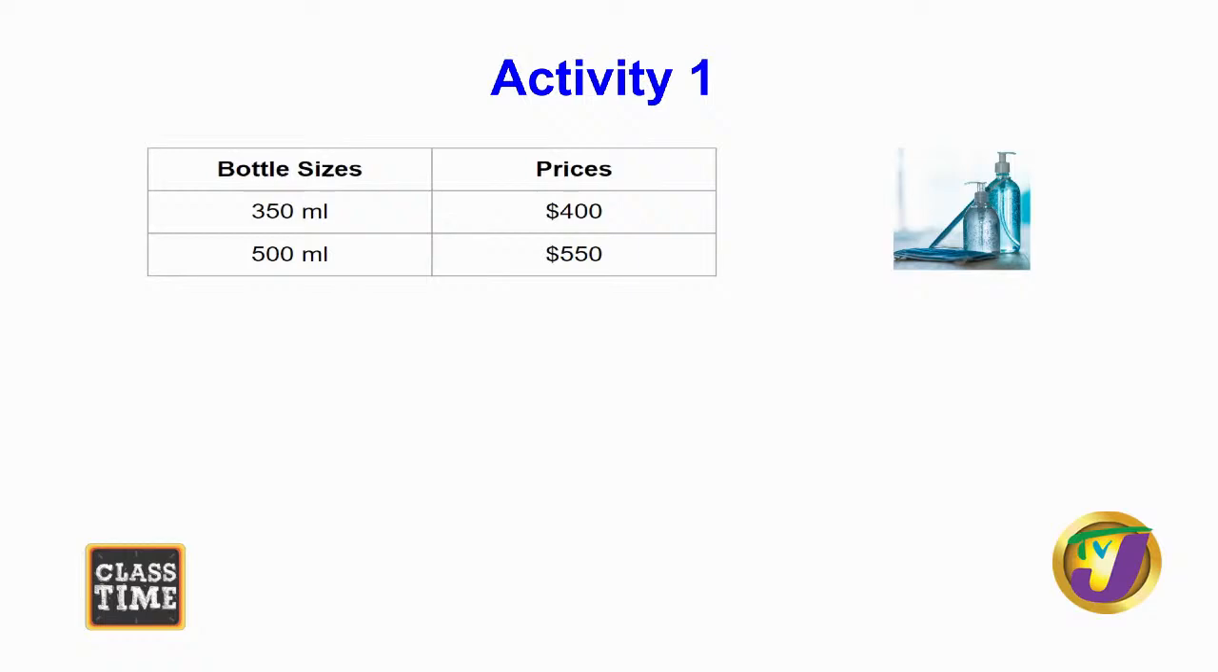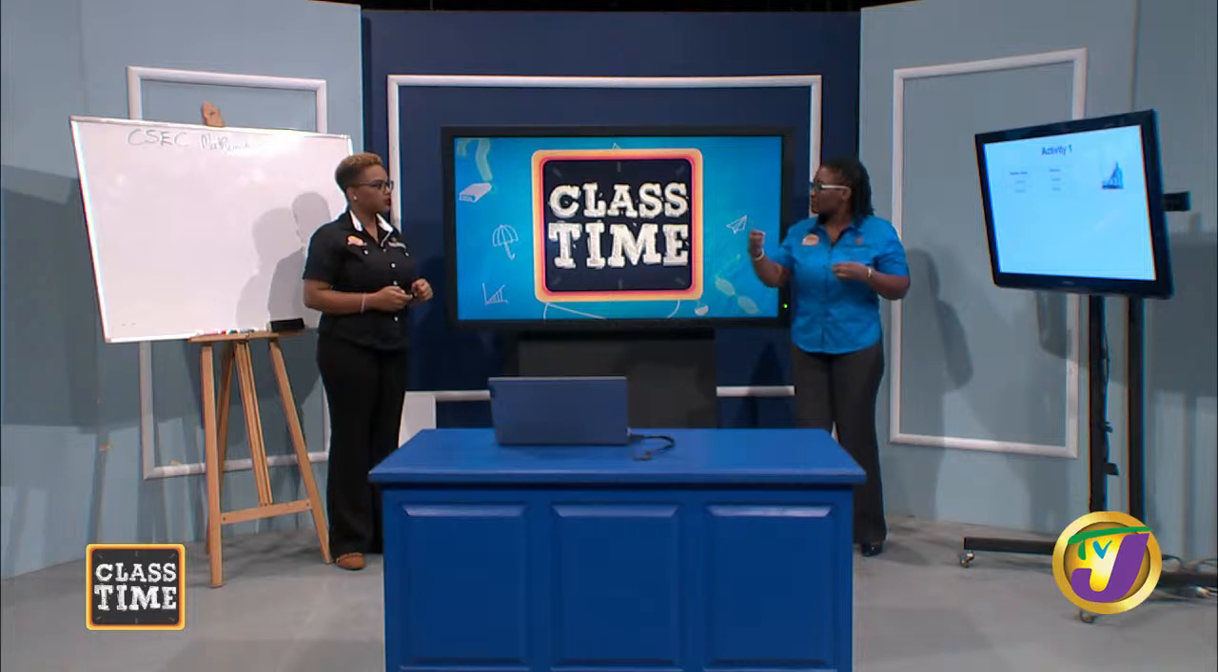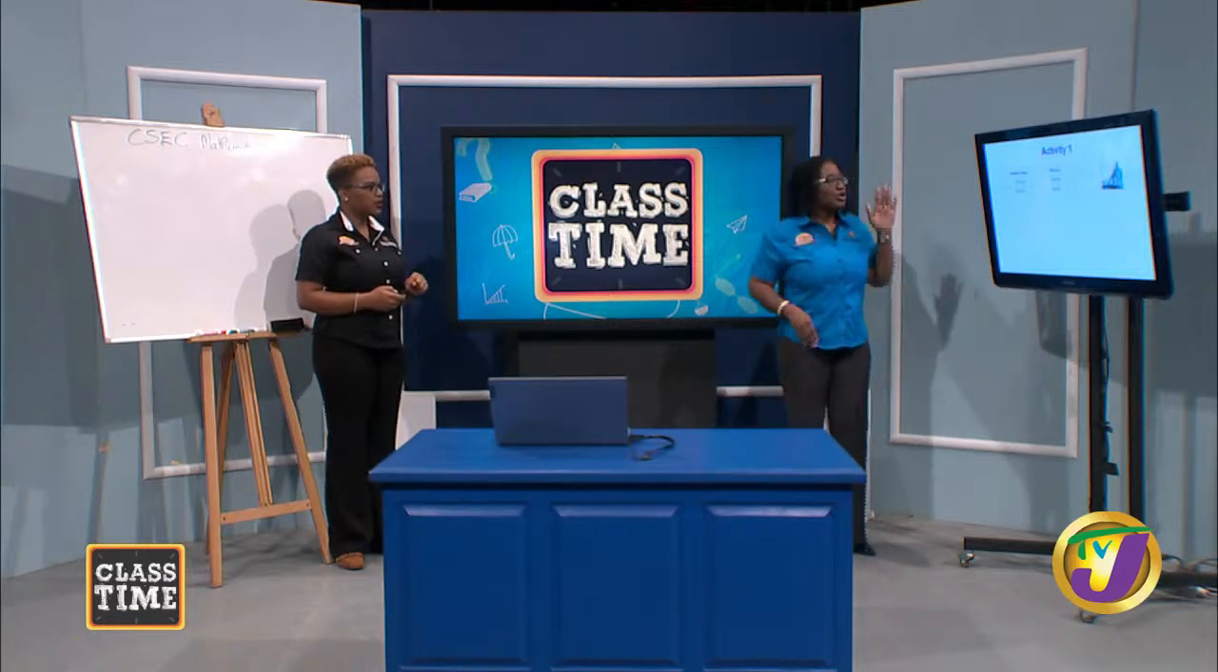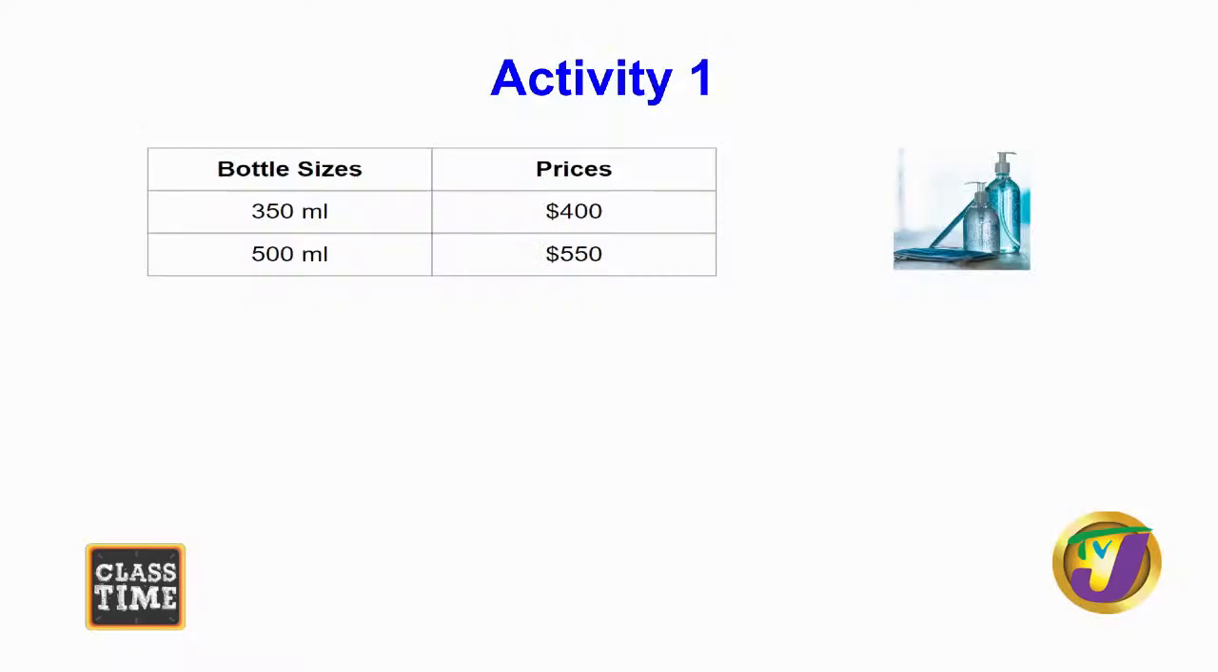So I'm looking at this, Latoya, and since we're going to be looking at the same quantity, I like that strategy. We're using the same quantity, and then we're going to compare prices for that same quantity. That makes sense. Now, when I look at this, we see 350 milliliters and 500 milliliters. Clearly, these are not the same quantity here.